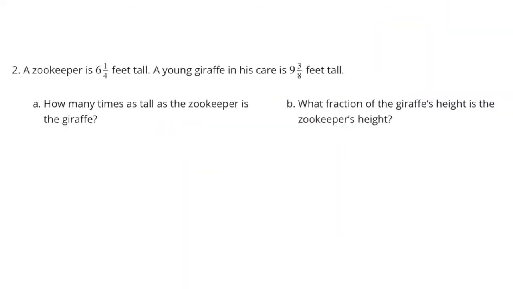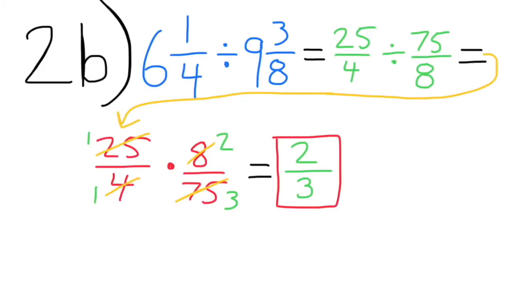B. What fraction of the giraffe's height is the zookeeper's height? 6 1/4 divided by 9 3/8 equals 25/4 divided by 75/8, which is the same thing as 25/4 times 8/75, and that can be simplified as 1/1 times 2/3, which equals 2/3. The zookeeper is 2/3 the height of the giraffe.